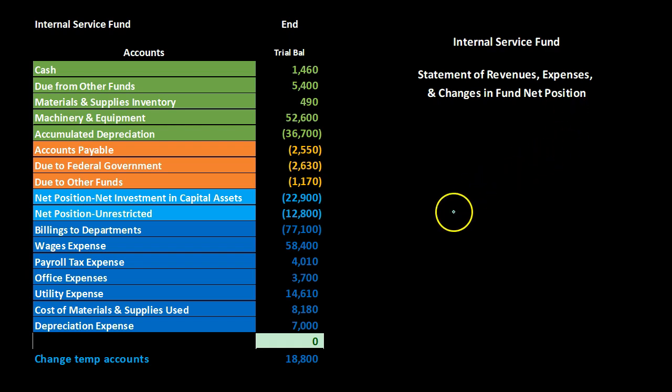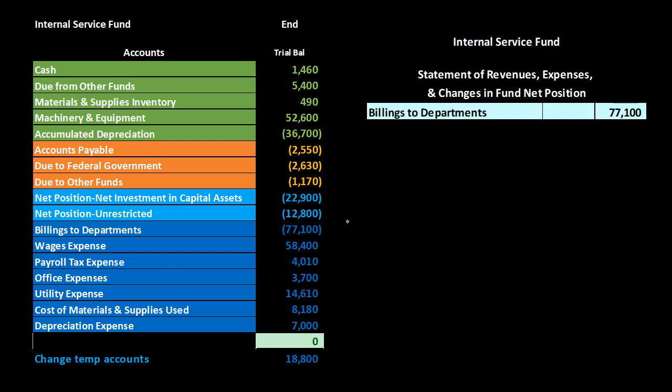So if we go through this, then we're concentrating on those dark blue areas, what would be the income statement type of accounts in a for-profit organization, the ones that would be below the equity section if it was a for-profit type of account, the ones below the net position here. So we're going to start off with the billings to departments. So billings to departments, we have a credit in our trial balance. We're going to put it up here as, of course, a plus 77,100. We're going to put it in the outer column because we don't have anything else in that category and therefore don't need a subcategory.